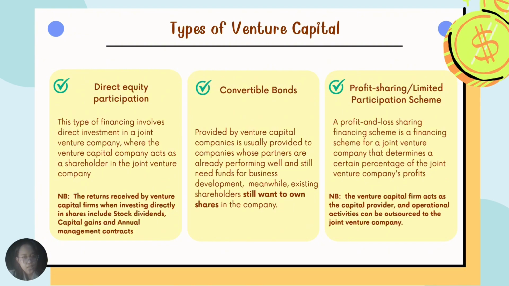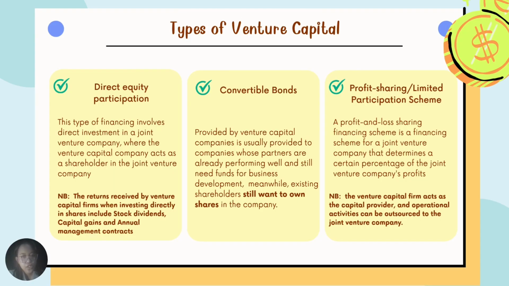The second is convertible bonds, which are usually provided by a venture capital company to a company whose partners are already performing well and still need funds for business development, while existing shareholders still want to own shares in the company.